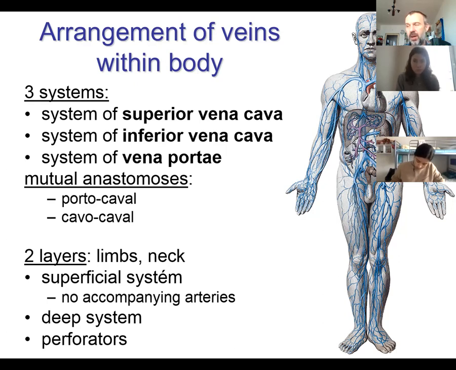Another arrangement is superficial and deep. So we have two layers in limbs, and then mainly in the neck, where we find the superficial veins. You know them, cephalic, basilic, and great and lesser saphenous. But in the neck, we have the anterior and external jugular as well. Yeah. Then we have the deep systems, and in limbs between these two systems, we have perforators. These perforators are not in the neck, but we can find them in the upper and lower limb.